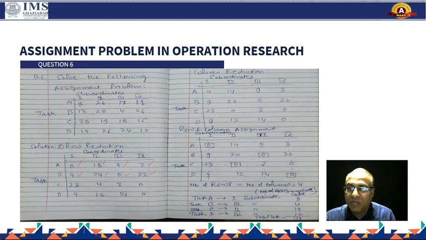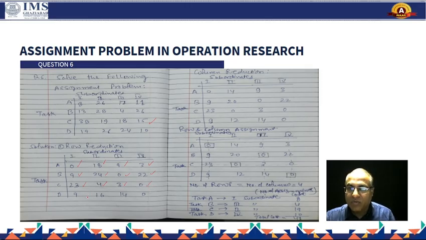Now the third row: 38, 19, 18, 15. The minimum value is 15. So 15 is to be subtracted from each of these values. So 38 minus 15, 23 is given. 19 minus 15, 4 is given. 18 minus 15, 3 is given. 15 minus 15, 0 is given.